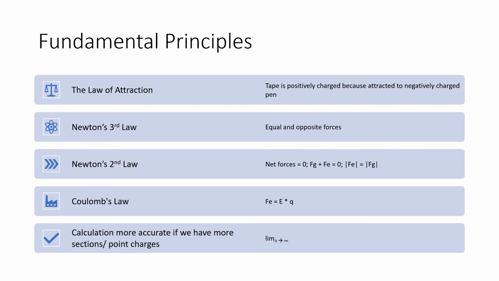We can therefore assume the only two forces that are acting on the top piece of the tape are gravitational and electrical forces, and that these forces sum to zero. We can then use Coulomb's law to compute the charge of an object by finding the electric force of an object and also using the relationship that electric force is equal to the electric field times the charge of an object. Finally, we know that our calculation will be more accurate if we include more sections of charges using calculus where a limit approaches infinity.